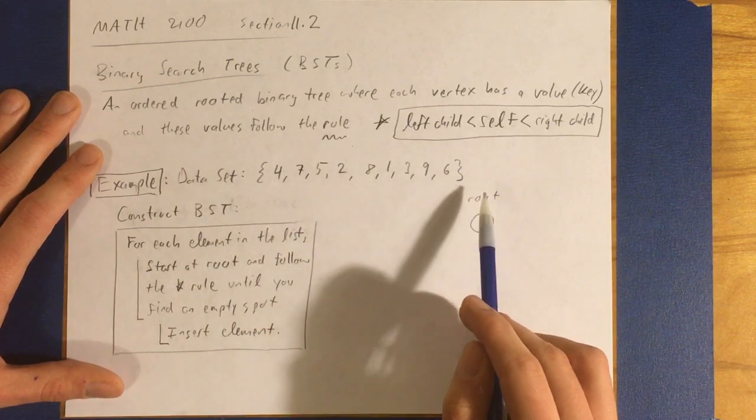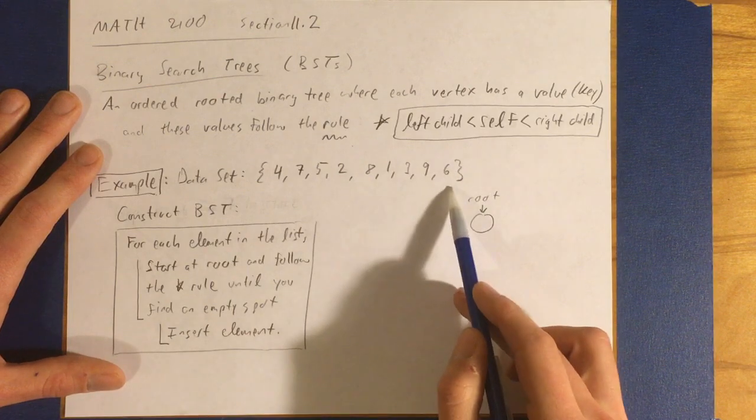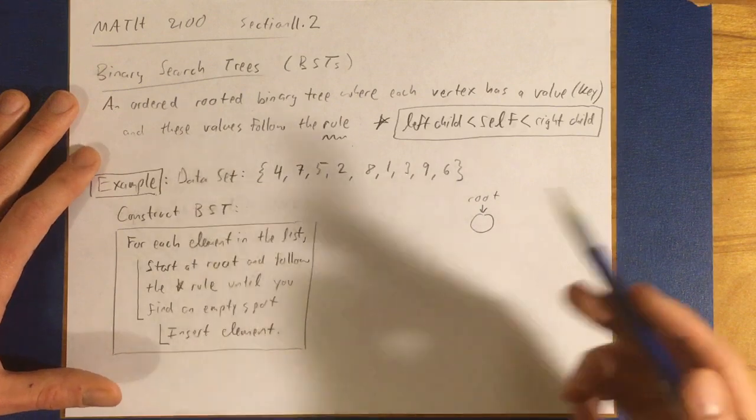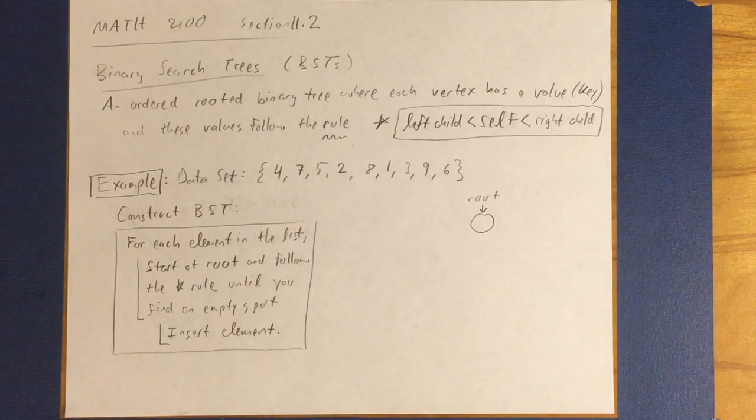But that's pretty slow, right? Because if you're searching for something that happens to be near the end, it would take a lot of steps to find that thing. So a binary search tree is a more efficient structure for storing and quickly retrieving elements from that array or from that set.